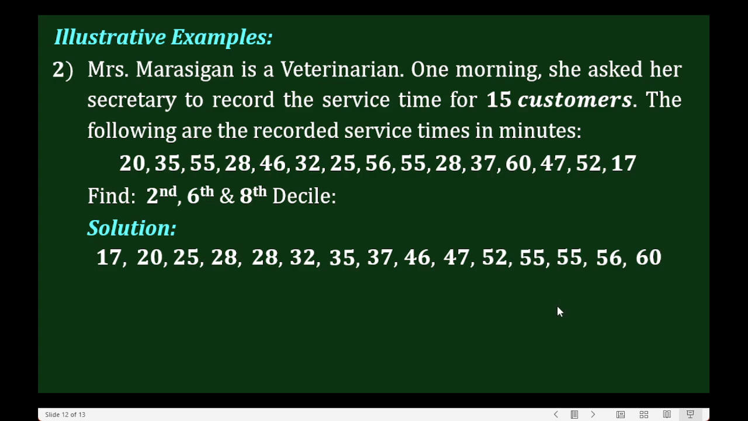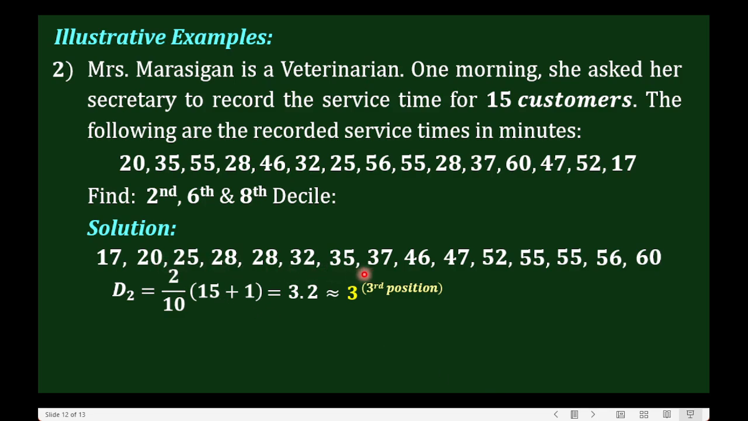Now, since the data is now sorted, we can determine the second, the sixth, and the eighth decile using the formula. For D sub 2, that is 2 over 10 times the quantity 15, since there are 15 observations, plus 1. Simplifying this resulting expression, we will get 3.2, and the result is to be rounded off to the nearest whole number, so that is 3. So meaning we are referring to the third position.